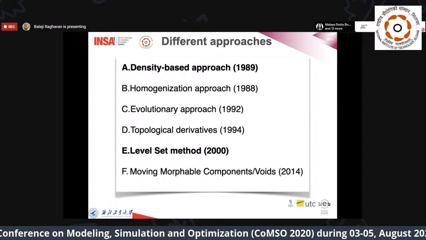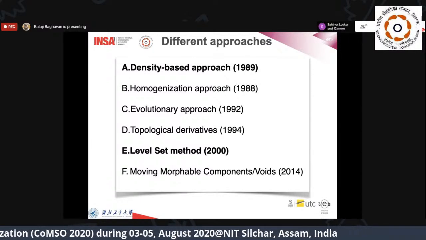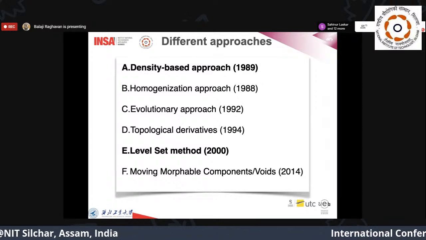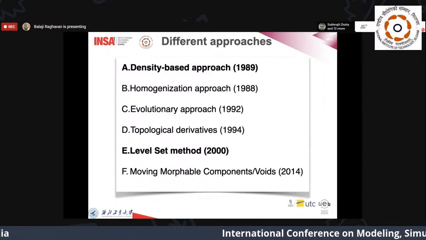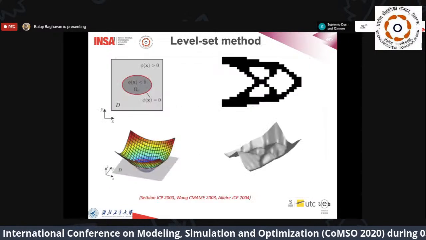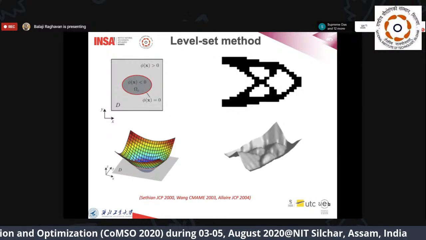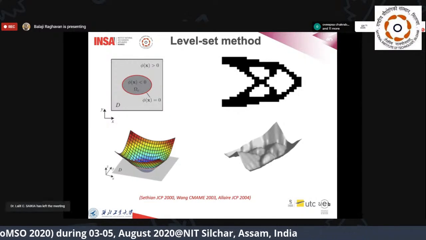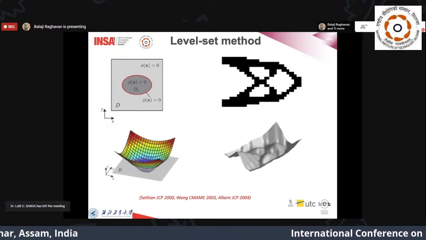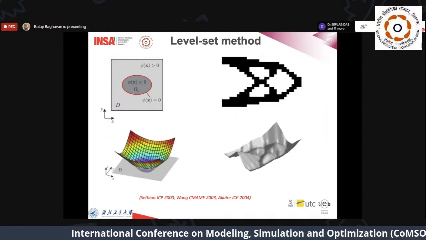And post 2014, and this is something which I have not really worked on, there's something on moving morphable components and voids, MMC, MMV. Broadly speaking, these are the different approaches. Just so we are clear, we are going to be focusing on the density approach for the most part, whenever we talk about solutions that I'm showing you. However, the level set method. Now, what is level set? This is going to be interesting.